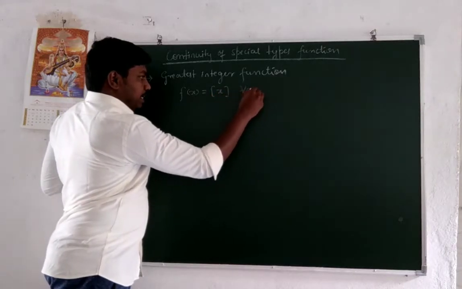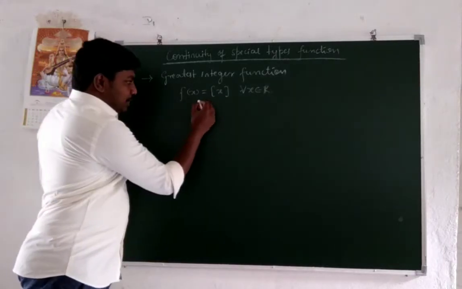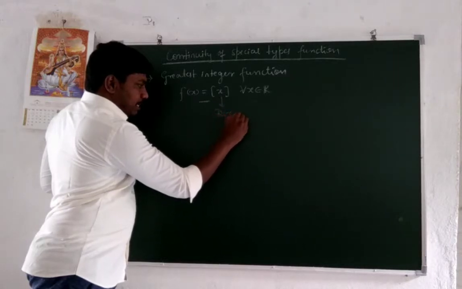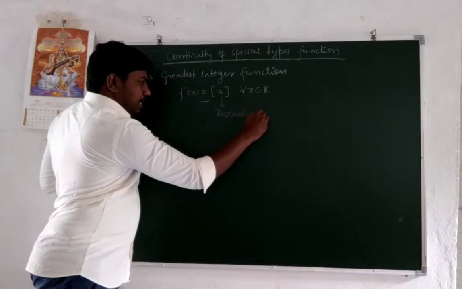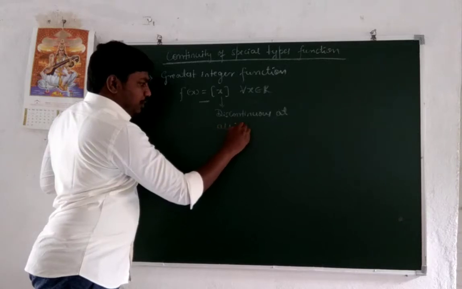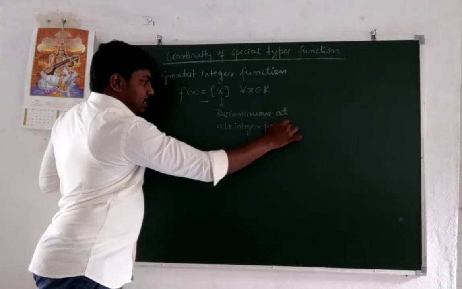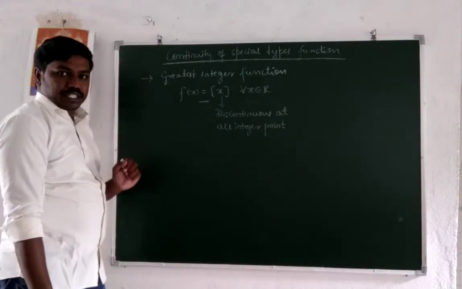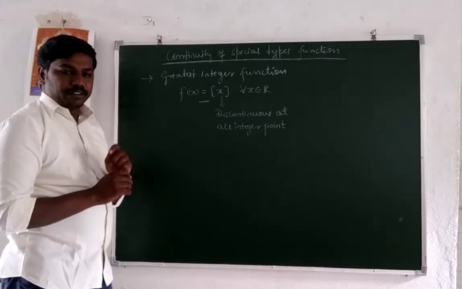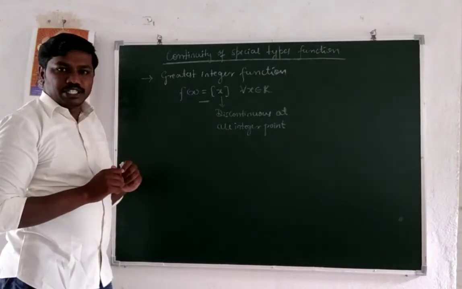So the domain of the greatest integer function is the real numbers, right? The greatest integer function is discontinuous at all integer points, right? Because on the graph of the greatest integer function, at integers the graph has a jump, therefore the greatest integer function is discontinuous. There is no problem with this, we already discussed it in the theory.